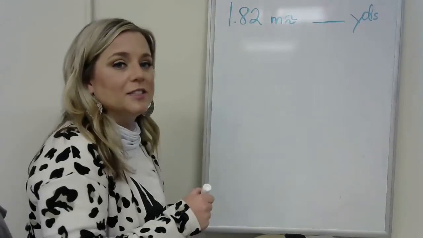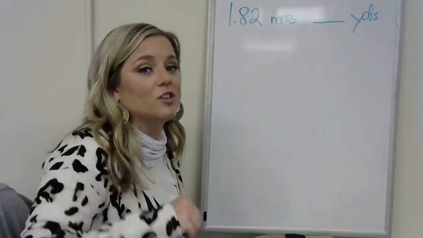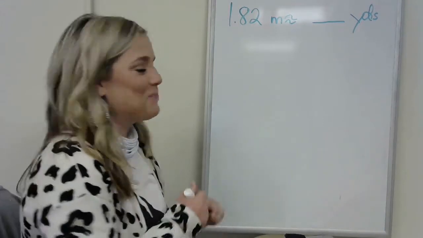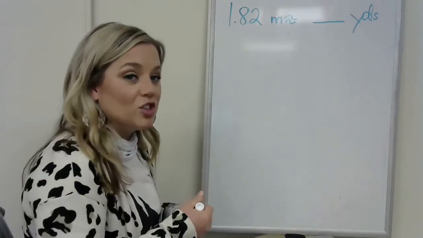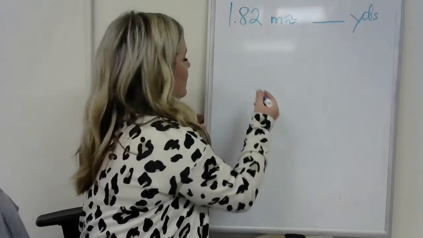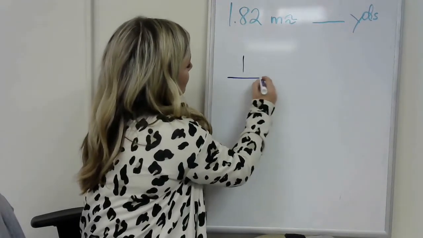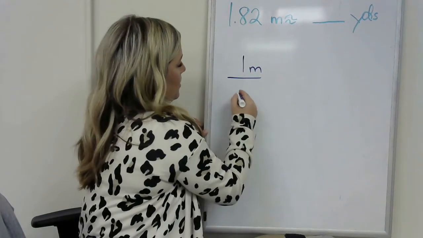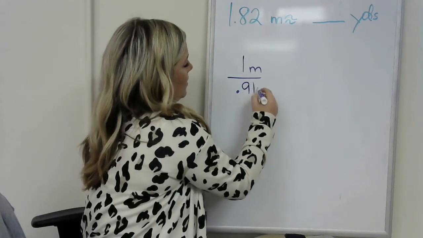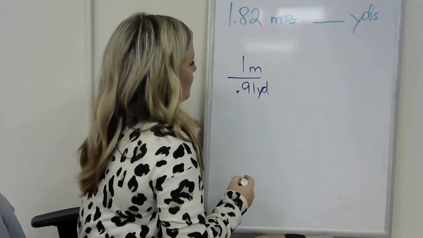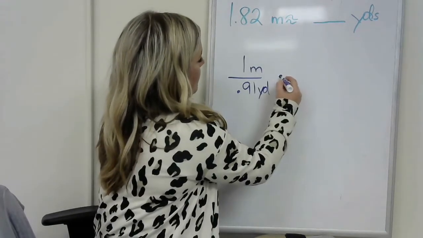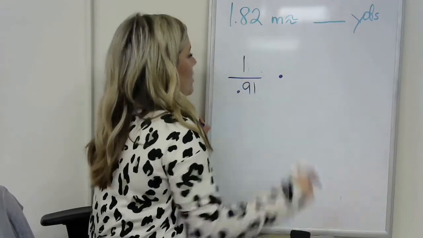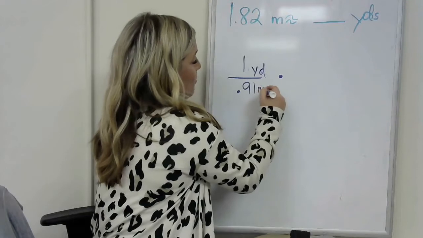So the first thing we need to do is set it up. All right, so let's look at our conversion chart. Okay, when I looked at my conversion chart, it was like a ratio. And I saw that 1 meter is about equal to 0.91 yards. Okay? Now, I'm sorry. Wrong. 1 yard, sorry, is equal to about 0.1 meters.